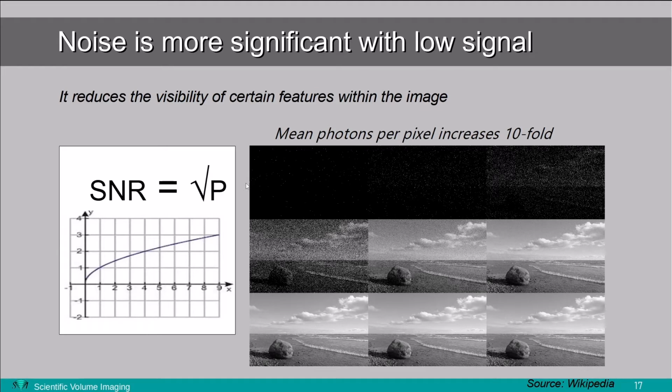Noise is a function of, so the signal to noise ratio is a function of the square root of the number of photons. So the more signal you have, the less problems you have with the noise. And this is nicely indicated here in these panels. Every panel has a 10-fold increase in the number of photons.